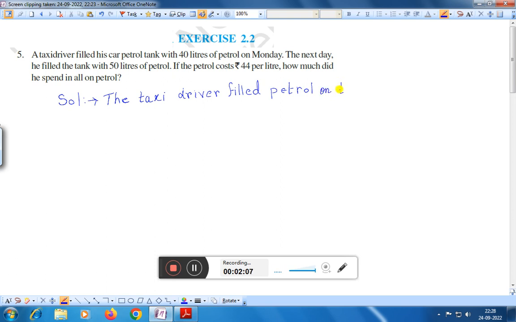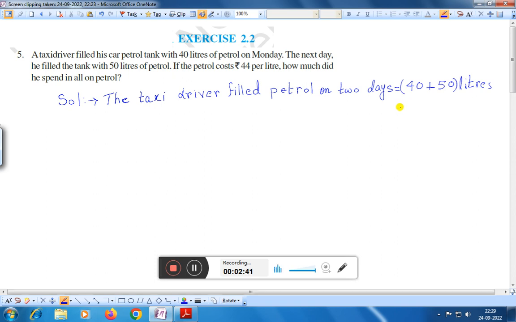On 2 days, that is Monday and Tuesday. Monday he filled 40 liters and Tuesday he filled 50 liters. That means 40 plus 50 is equal to 90 liters.